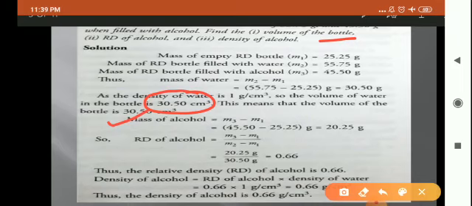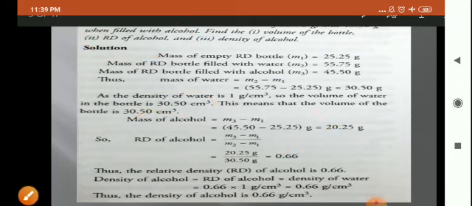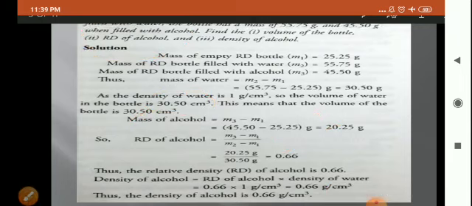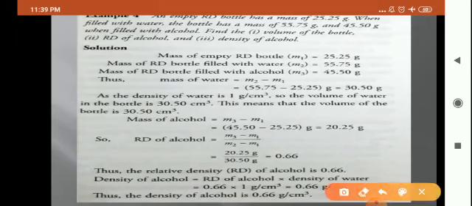Okay, now you have to find the RD of alcohol. So what is it in terms of relative density of alcohol? Mass of the liquid or alcohol divided by mass of the water. So mass of the alcohol is M3 minus M1, as I have already explained to you. Okay, so what is M3? 45.50 minus 22.25. This is the value.